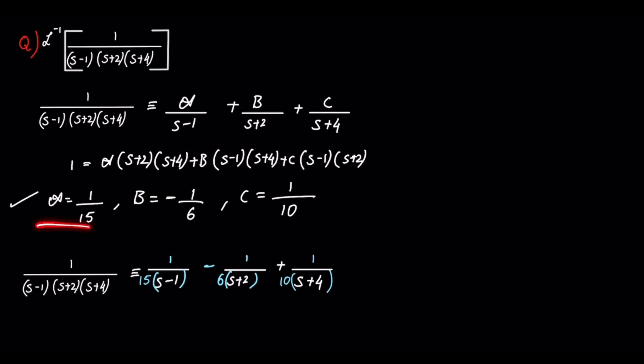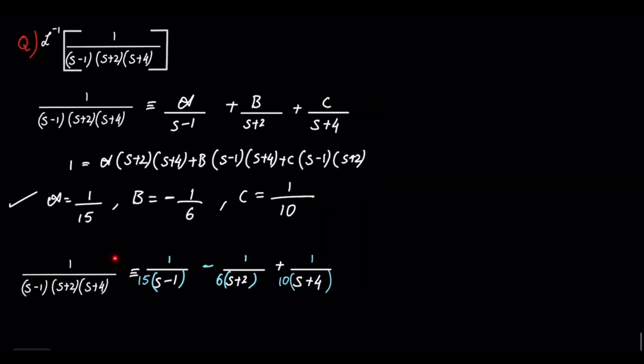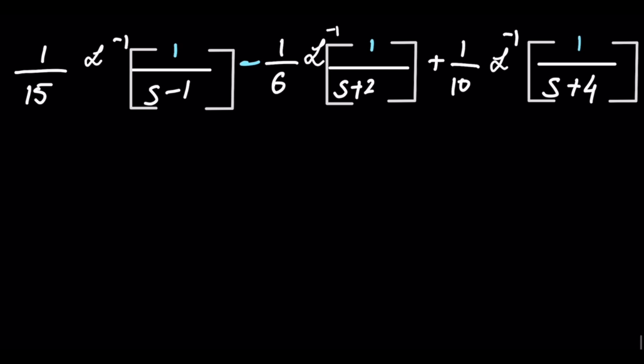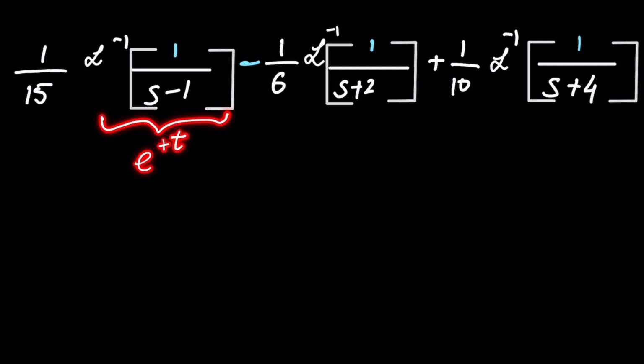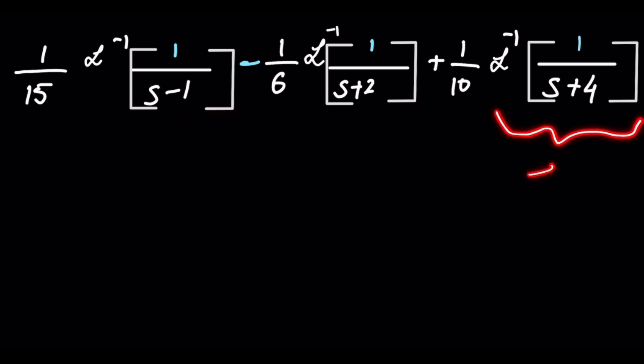We have found the values of A, B, and C, respectively, and substituted them in the original equation after the decomposition. Then we will be applying the Laplace inverse here entirely. And using the linearity property, we will be pulling out the constants 1 by 15, -1 by 6, and 1 by 10. After applying the linearity property, we can easily take the Laplace inverse. We know that this one is going to give us e power positive t. This is going to give us e power -2t. And this is going to give us e power -4t.